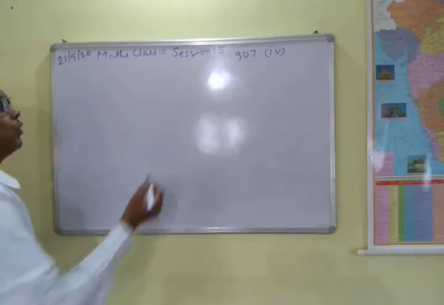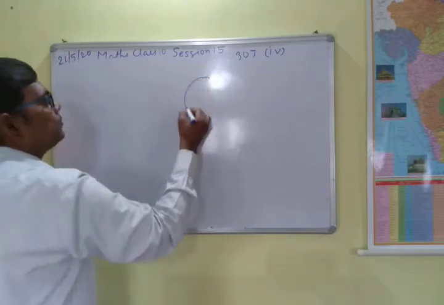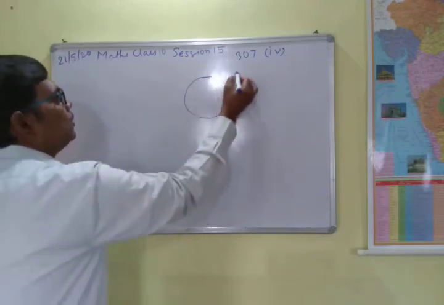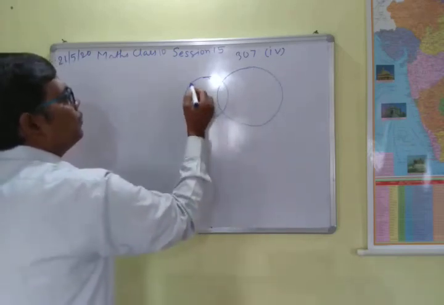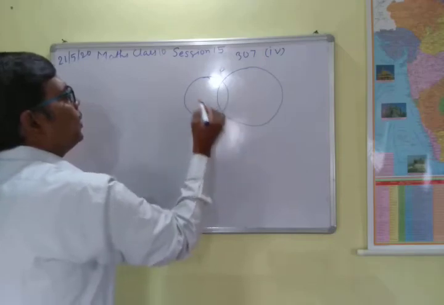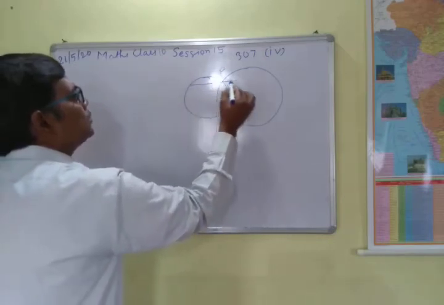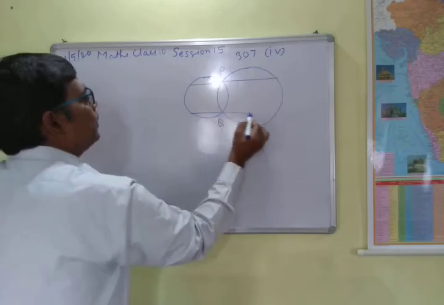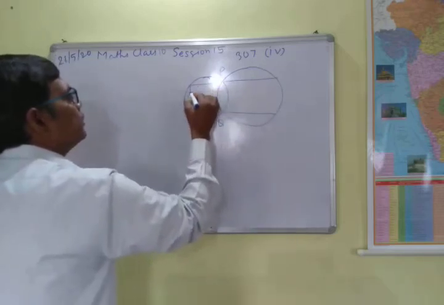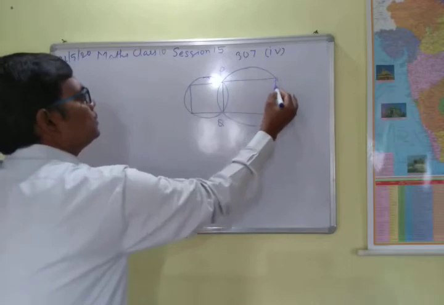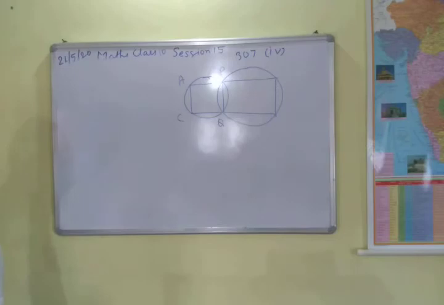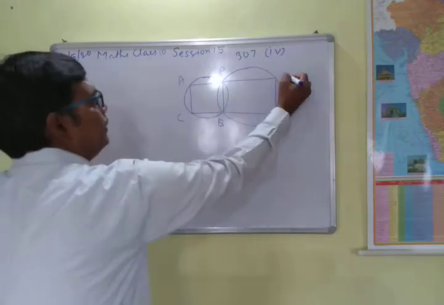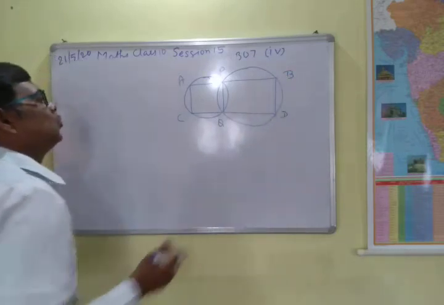In this question, you are given two circles, and these two circles intersect each other at points P and Q. Then draw two straight lines from this point and also from this point, and then join this and this. This is A, this is C, and this is BD. Okay, so we are given this.